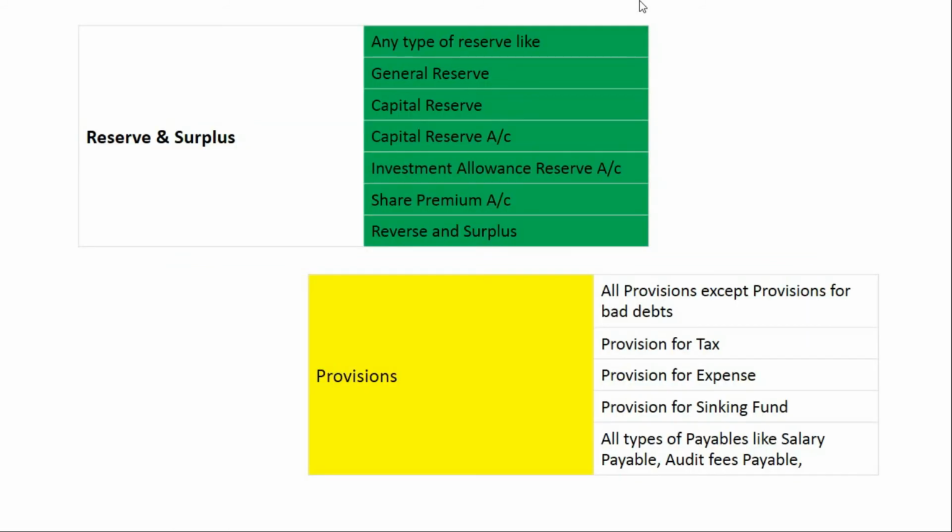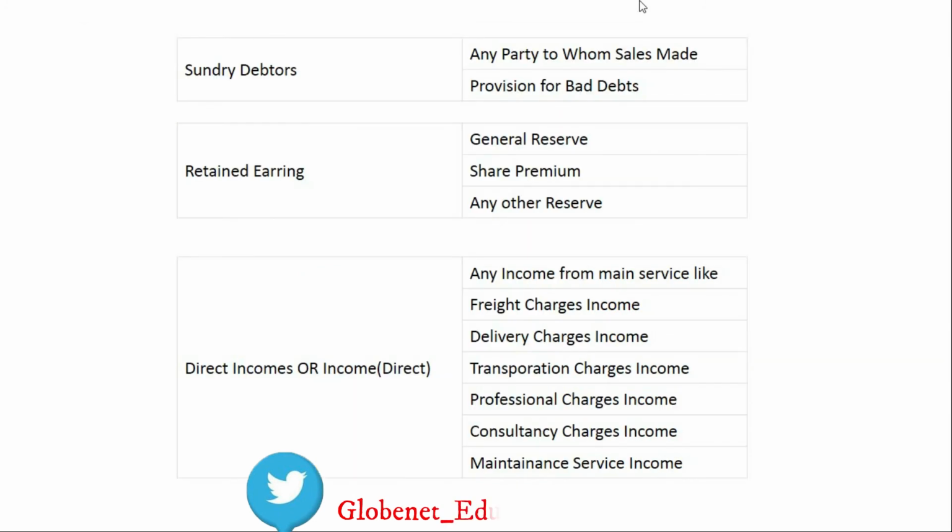Then we have reserves and surplus. Any type of reserves like general reserve, capital reserves. Then we have share premium, investment allowance reserves, etc. Then we have provisions. All provisions except provisions for bad debts. Then we have provision for tax, provision for expenses, provision for sinking funds. Then we have sundry debtors.